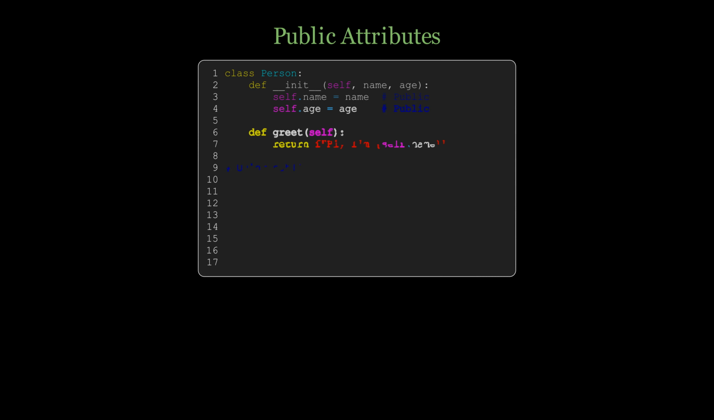Public attributes are the default in Python. They're meant to be accessed and modified freely. Use public attributes for data that's part of the class's public interface. Public attributes like name and age can be accessed and modified directly. You can read them, change them, and use them freely. This is appropriate when there's no need for validation or when you want a simple, straightforward interface. Public attributes make up the class's public API.